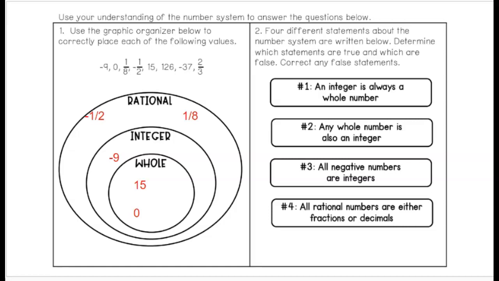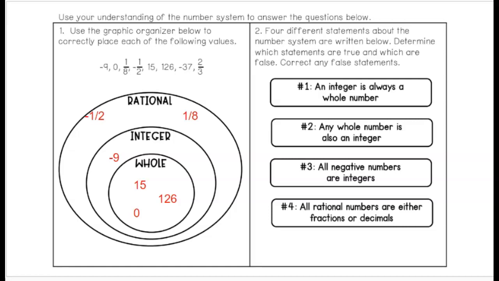126. 126 does not have a decimal or part attached to it, so even though it is a rational number, we can drop it into integer. However, 126 does not have a negative sign, so we can place it further down into whole numbers.